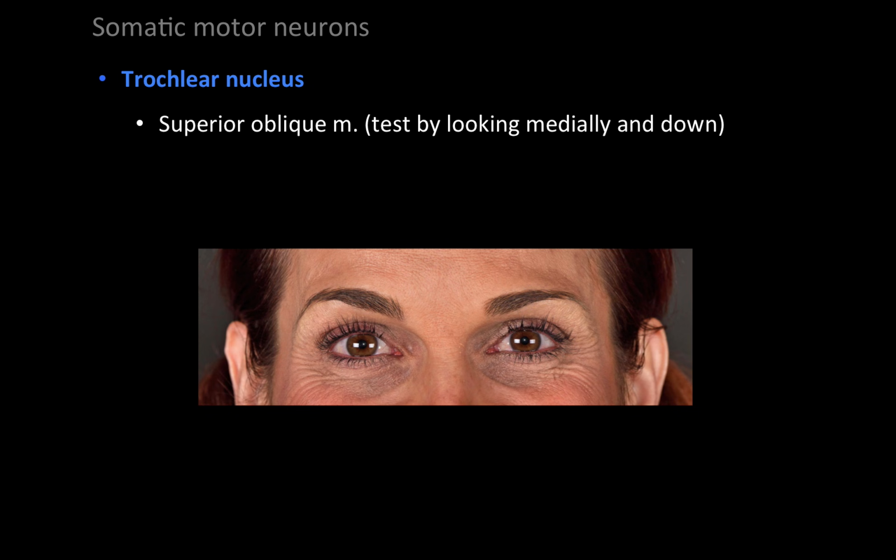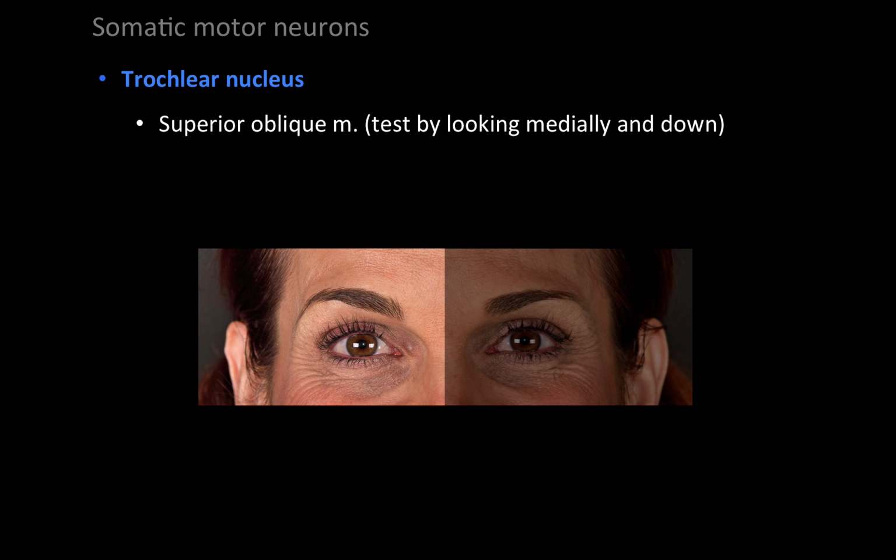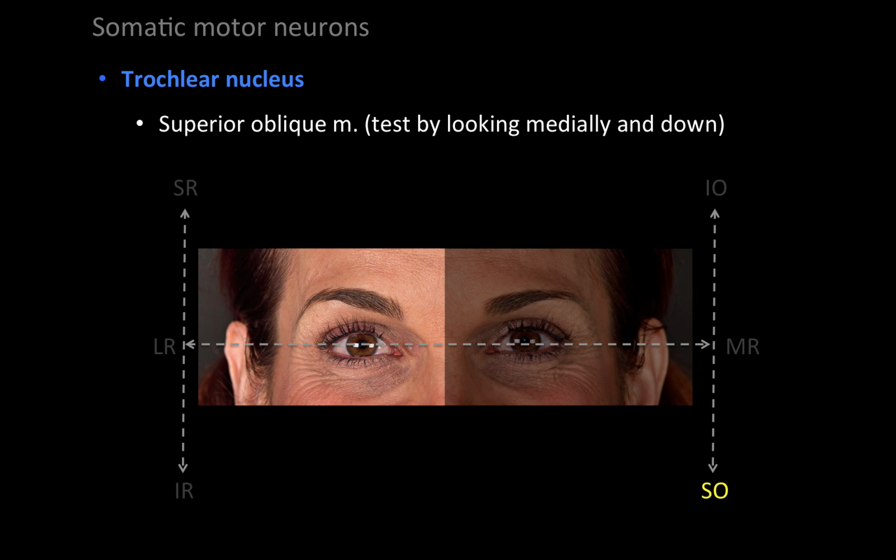So how do we test the trochlear nucleus? We do this by testing the superior oblique muscle. And how do we test that? By looking medially and down. So again, we isolate one eye. We're going to, in this case, do the right eye. And we put the H pattern. And we have the patient look medially and down. Medially because it isolates the superior oblique from the inferior rectus. And then down because it's the only muscle in that position that will test downward gaze.